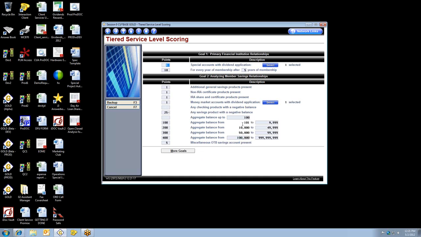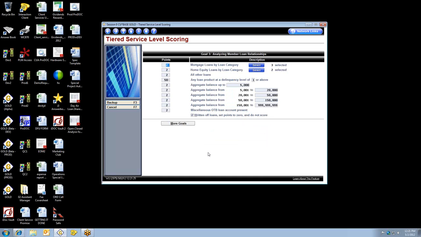As you can see, after I hit enter on my keyboard, it adjusted my aggregate balance ranges, and then I can hit enter again to move forward.